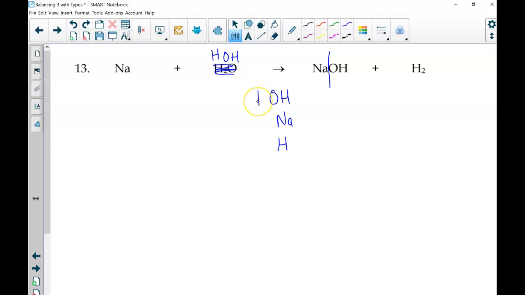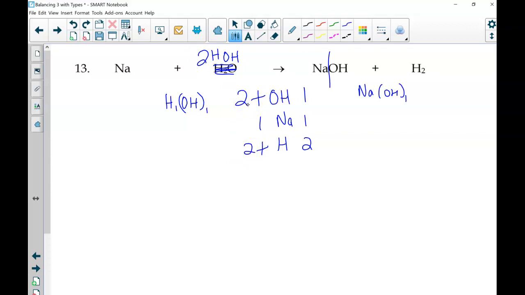I have 1 hydroxide because remember this is really this. That's really what we have there. And 1 hydrogen and 1 sodium. Over here this is really this. We just don't write it. So I have 1 hydroxide, 1 sodium, and 2 hydrogens. Now my hydroxides look good, 1 and 1. Sodiums look good, 1 and 1. My hydrogens are 1 to 2. So I'm going to put a 2 here. That makes my hydrogen go to 2.